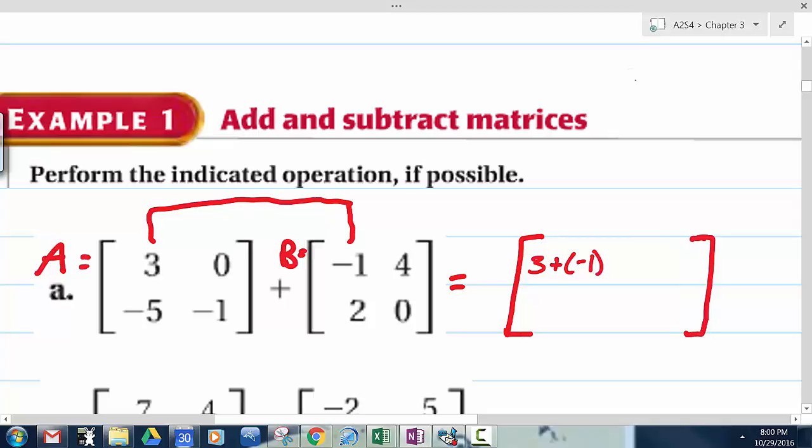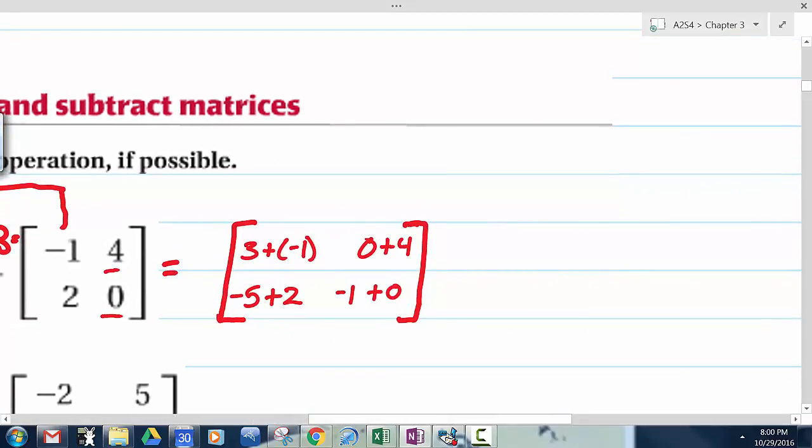The next numbers are 0 and 4. So in that second position in the first row it's just 0 plus 4. The first position in the second row, -5, add that to the first position in the second row in matrix B, plus 2. And then the last one should be what? -1 plus 0, because second row, second column plus second row, second column. That's ultimately what you end up with in each position. So when you add those together and simplify, the new matrix you end up with is 2, 4, -3, -1.